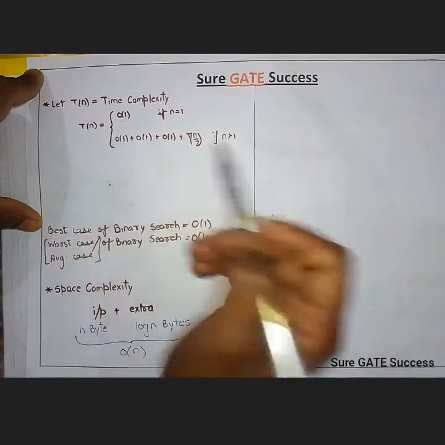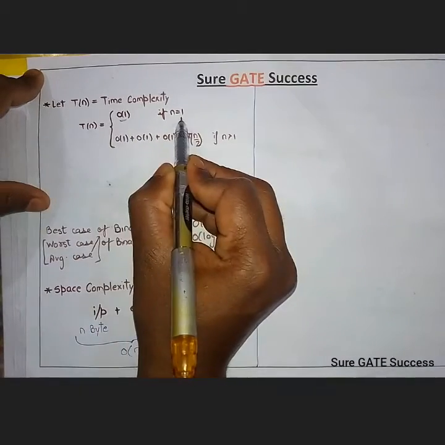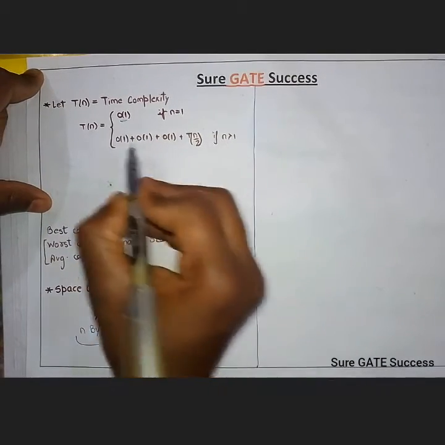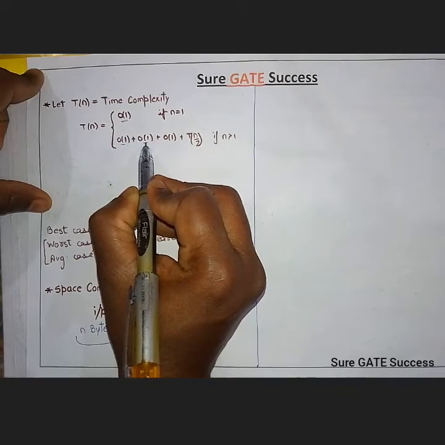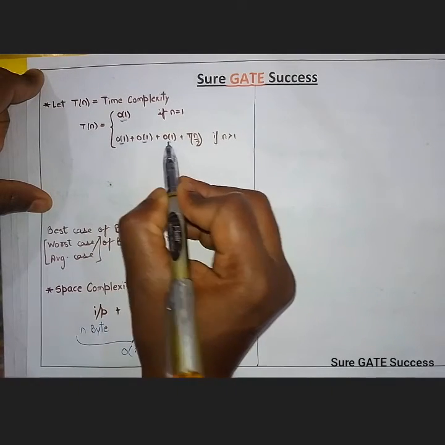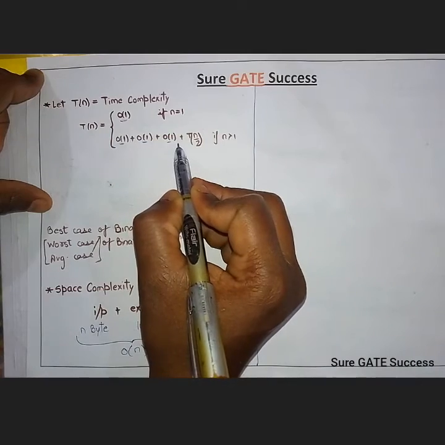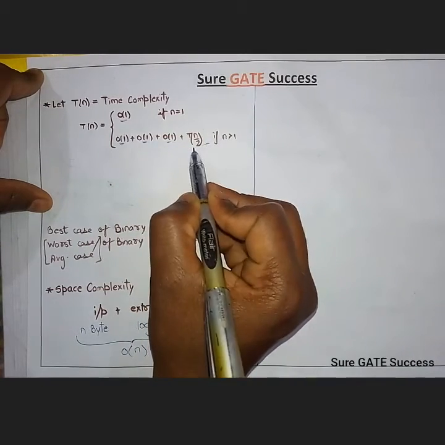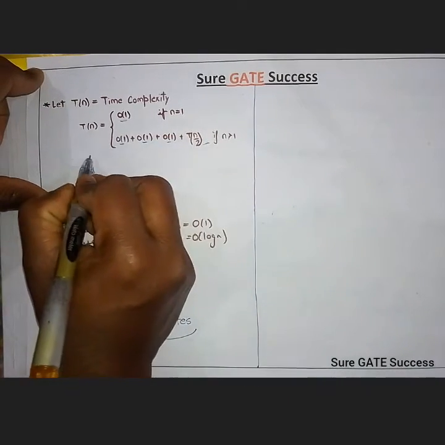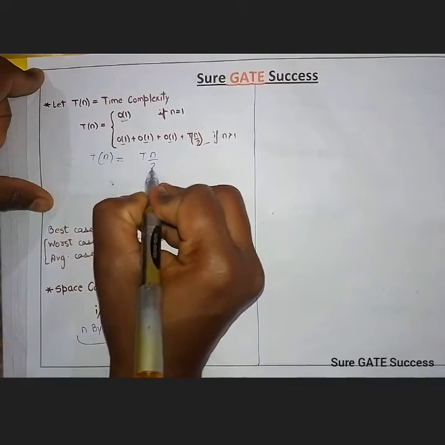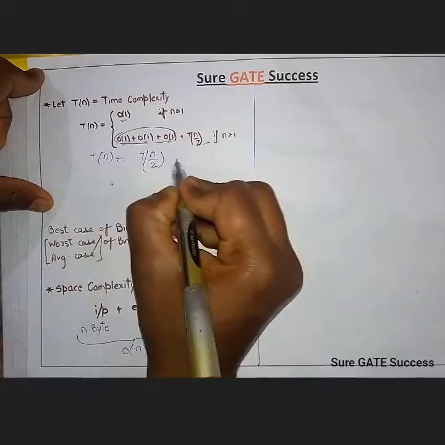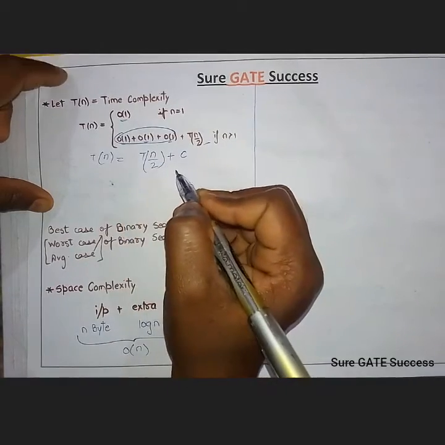So this is the time complexity. You can see it. Order of 1 if n is equal to 1, and otherwise: this order of 1 is for division, this one is for comparison to the mid, and this one is for checking whether the mid position is less or greater, and this one is for the function. So what will be the function here? T(n) is equal to T(n/2), and we can write it as plus constant.